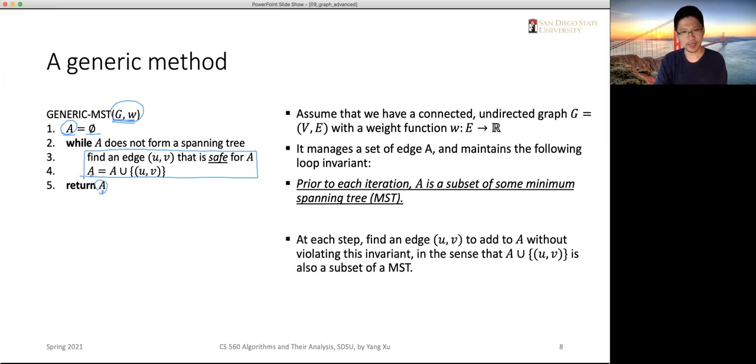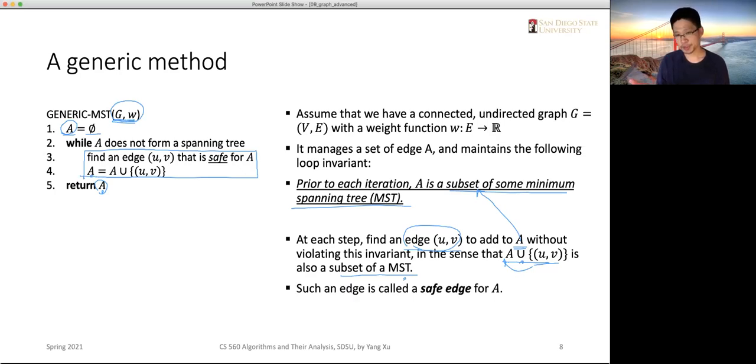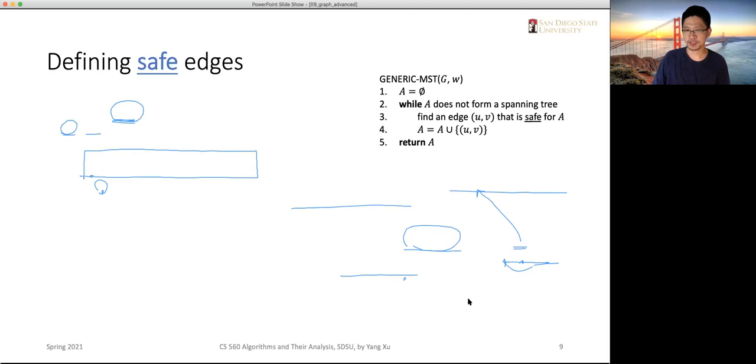After each step, we need to find an edge to add to A without violating that invariant. We need to carefully choose the edge so that A will remain a subset of some minimal spanning tree. So after the edge from U to V is added to A by this union operation, it remains a subset of the MST. And eventually, the whole set will be returned as the minimum spanning tree. So the term at the core of this algorithm is the idea of finding some safe edge. The concept of a safe edge is really the most important idea here.